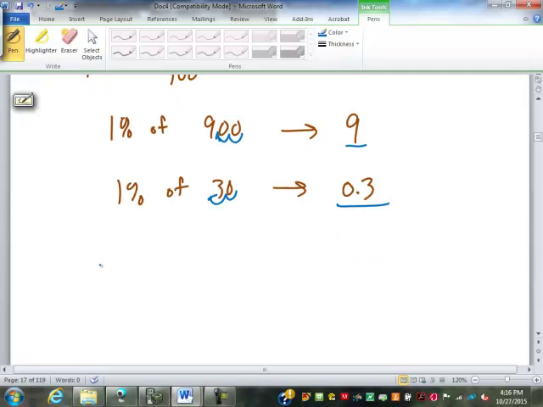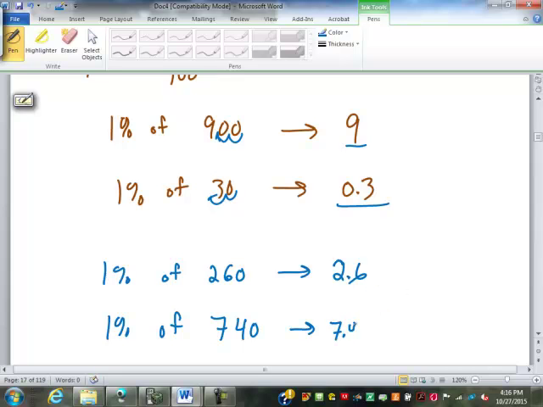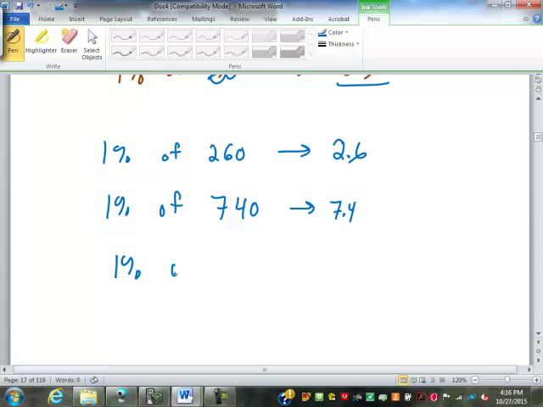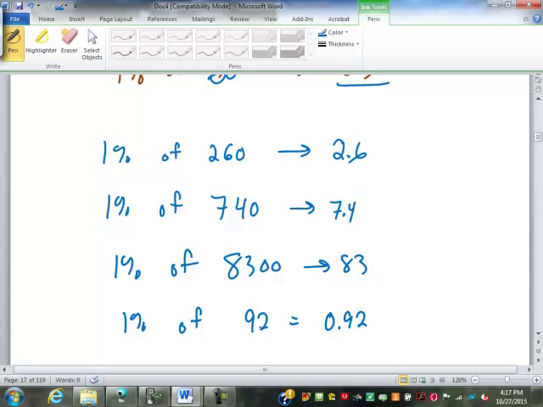So if I want to find 1% of 260, what's that going to be? 2.6. If I want 1% of 740, that's going to become 7.4. 1% of 8,300 is going to become 83, or 1% of 92 is going to become 0.92. Very good. If you get stumped, of course, 1% of 100 is always 1, so 1% of 92 has to be smaller than 1.